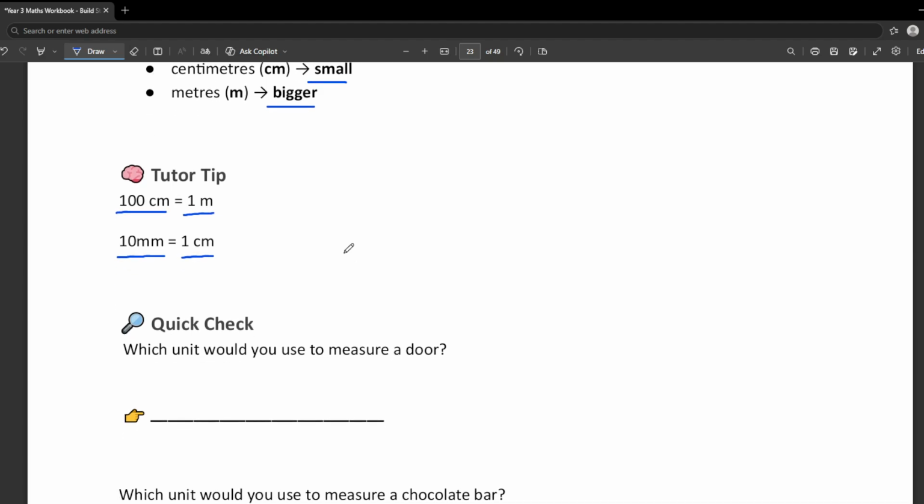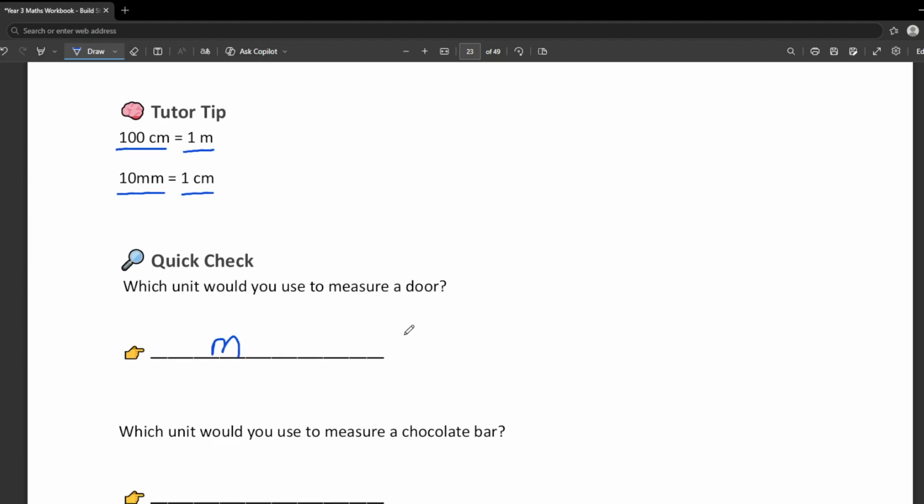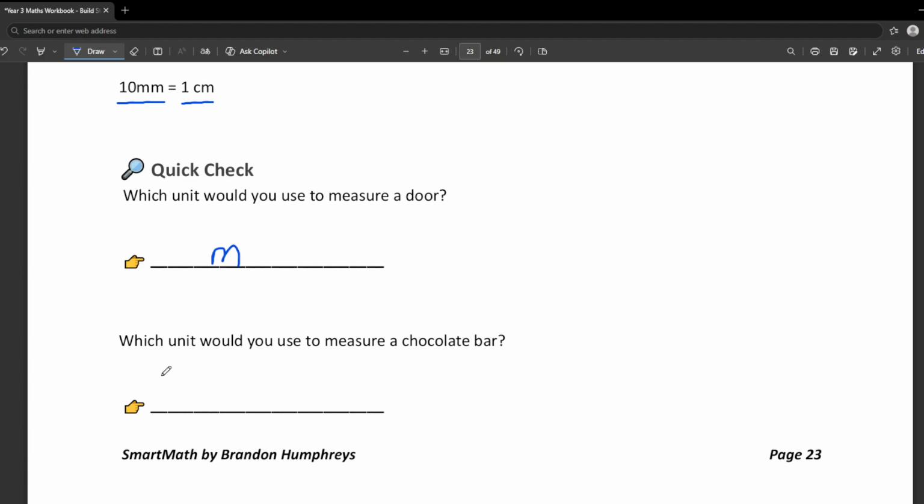So, which unit would you use to measure a door? So a door is a fairly large object, so we would in fact want to use meters. Now, which unit would you use to measure a chocolate bar? So a chocolate bar is small, but it's not incredibly small, so we would still use something like centimeters.